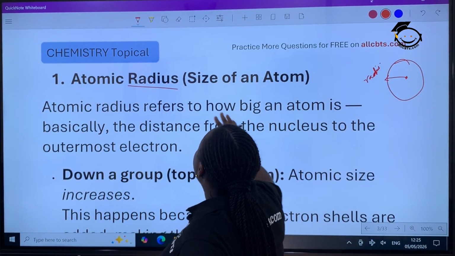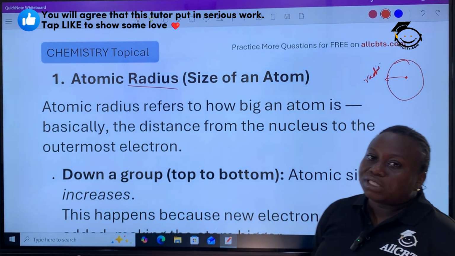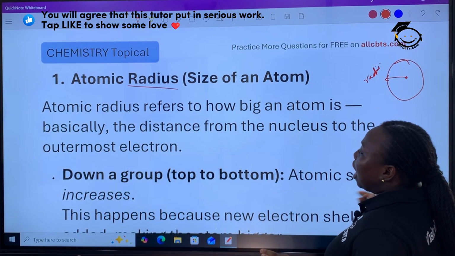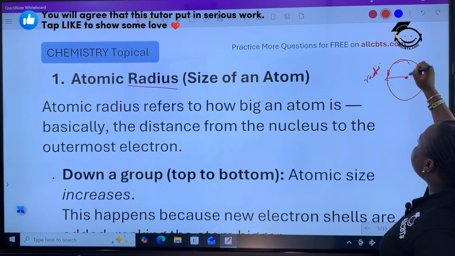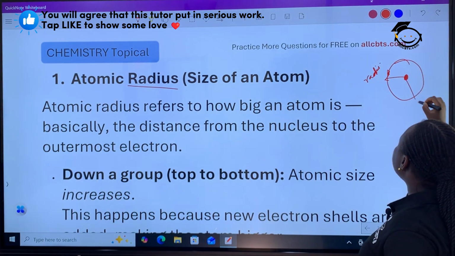Atomic radius refers to how big an atom is. It's telling us how big the atom is. Basically, it is the distance from the nucleus to the outermost electron, like what I said now. Now, these are the electrons, and this inside, this dense part of the atom, is the nucleus.